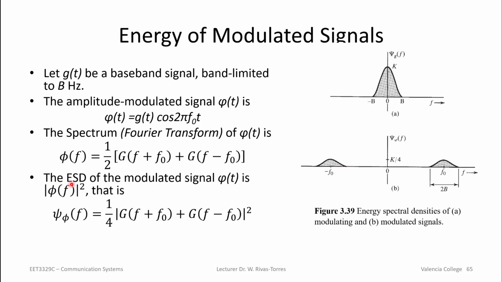The energy spectral density of phi of t is what we're going to call psi of f. That is 1/4 of this multiplied square, where we're just taking the Fourier transform and squaring it. So we take this expression and we square it, and that's what we're showing here. This is the energy spectral density of the input, and notice that when you modulate it, it just frequency shifts it plus or minus f0, wherever the carrier frequency is.